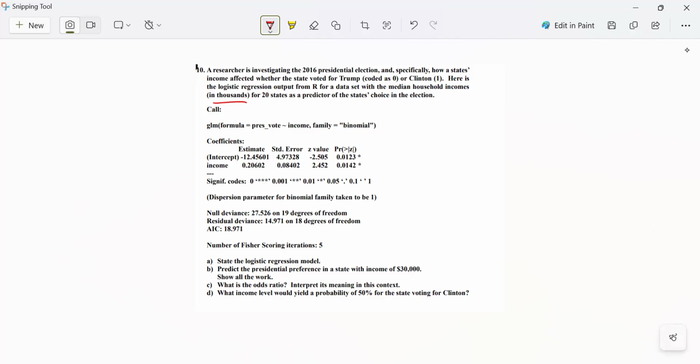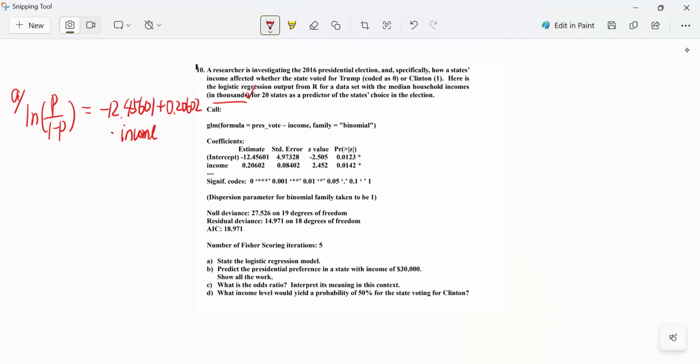So we actually run a logistic regression, and state the logistic regression model. For pi, let's state that: ln of p over 1 minus p, where p over 1 minus p is the odds ratio. Taking the logistic regression means taking ln on the left-hand side. So b0 is minus 12.456 plus 0.20602 times the income. And remember, the unit of income is thousands.